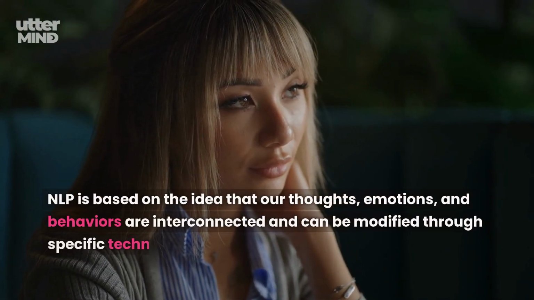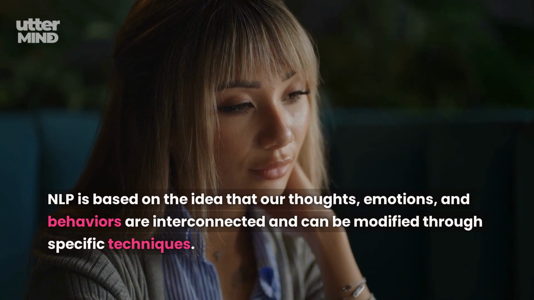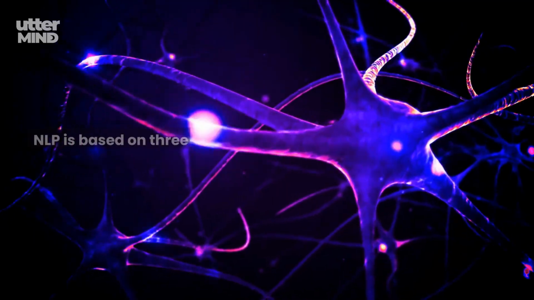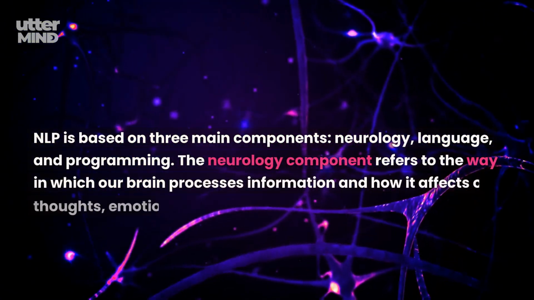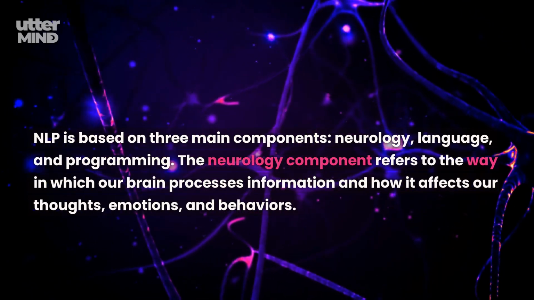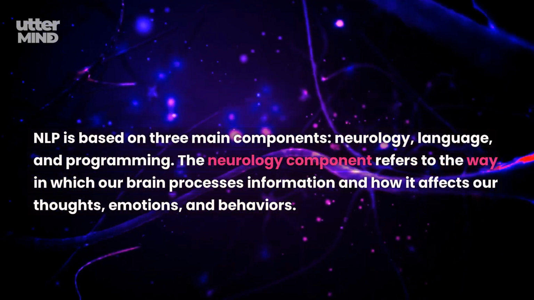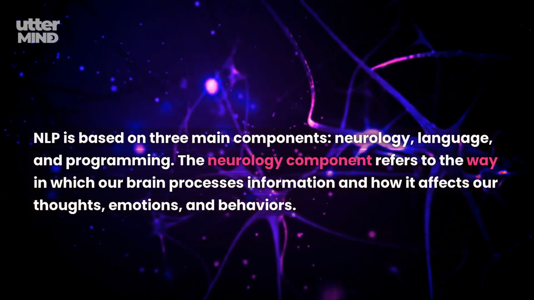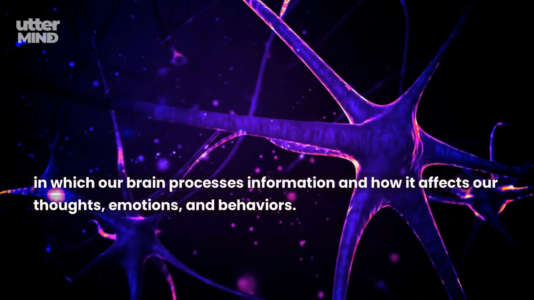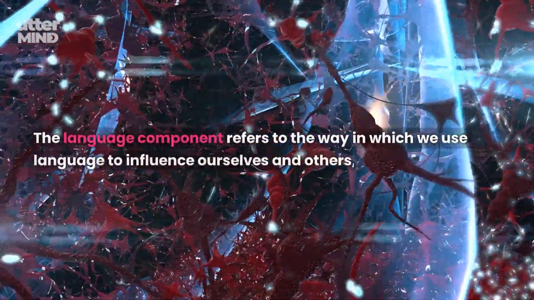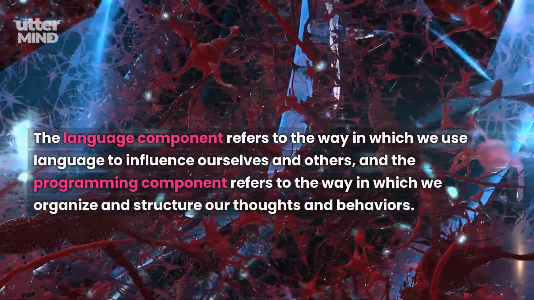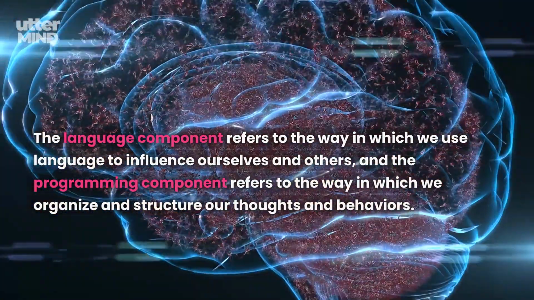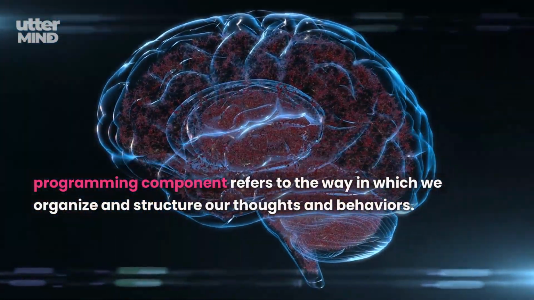NLP is based on the idea that our thoughts, emotions, and behaviors are interconnected and can be modified through specific techniques. NLP is based on three main components: neurology, language, and programming. The neurology component refers to the way in which our brain processes information and how it affects our thoughts, emotions, and behaviors. The language component refers to the way in which we use language to influence ourselves and others, and the programming component refers to the way in which we organize and structure our thoughts and behaviors.